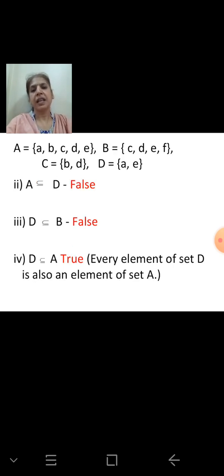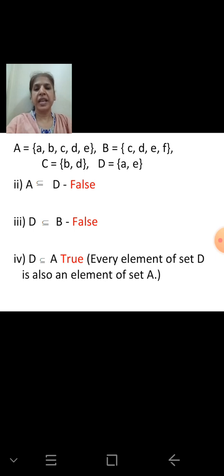Next is, A is a subset of D. Now check the elements of A: A, B, C, D, E. And check the elements of D: A and E. So is every element of A in D? No. So A is not a subset. So the given statement is false.